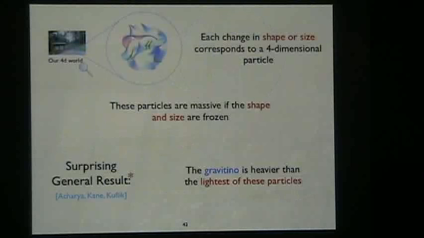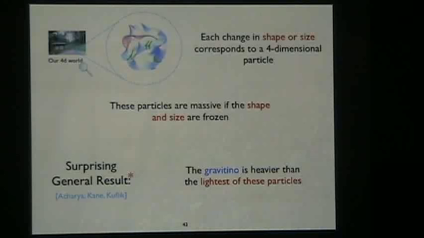As I said before, every change in the shape or size of geometry corresponds to a four-dimensional particle. If the geometry is able to wiggle or fluctuate in a particular way at some point in space-time, there's an energy localized there that we think of as a particle. If there's an energy cost to turning on that fluctuation, we think of that energy cost as a mass for the particle.